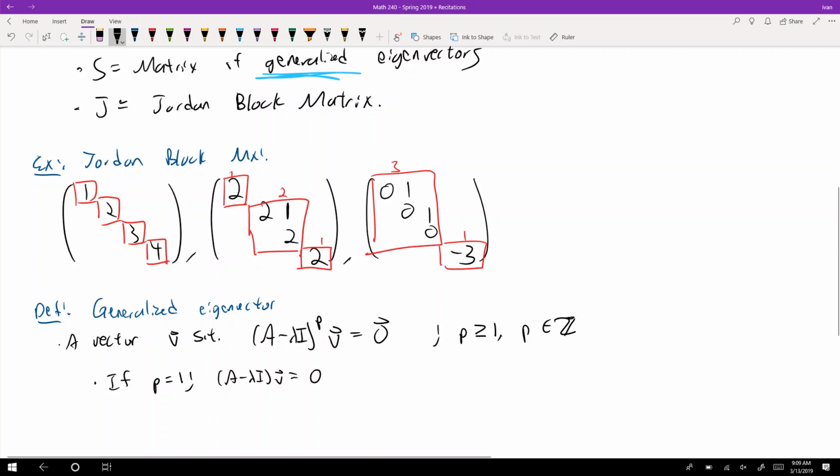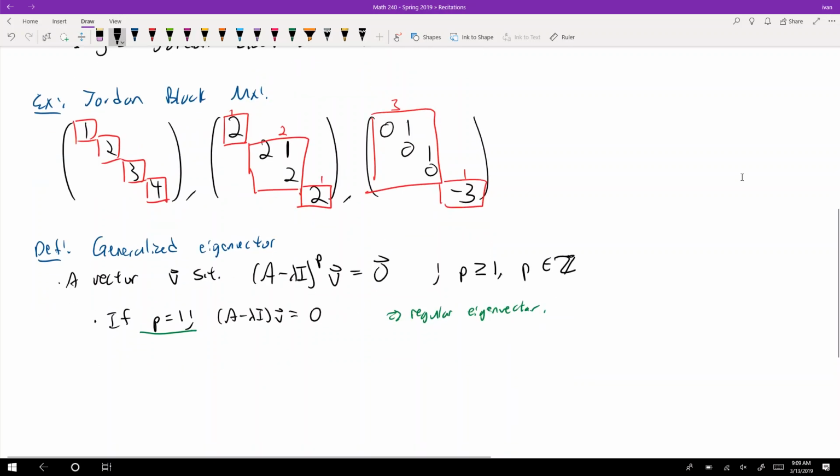So what is v in the p equals 1 case? Yeah, it's just a regular eigenvector, right? Because remember, for regular eigenvectors, (A - λI) times v is equal to 0. So in the p equals 1 case, this is a regular eigenvector. Which leads me into the more general statement: all eigenvectors are generalized eigenvectors, but the converse is not true, right? Not all generalized eigenvectors are eigenvectors.